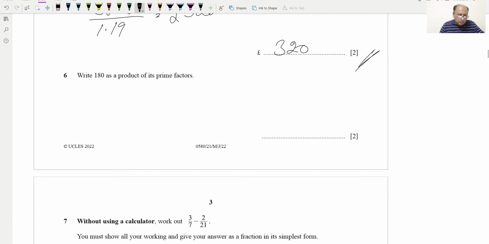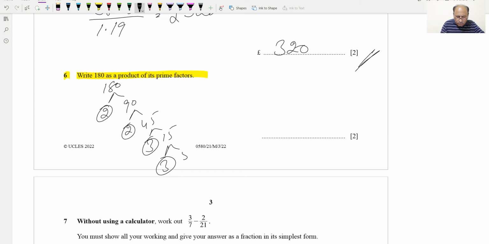This is done. Now question number 6 says write 180 as a product of its prime factors. So 180 into prime factors: we can write 180 as 2 times 90, then 2 times 45, then 3 times 15, and then 3 times 5. So we can write 2 raised to the power 2 into 3 raised to the power 2 into 5. This will be our final answer, which we can write over here, and this will be for 2 marks.